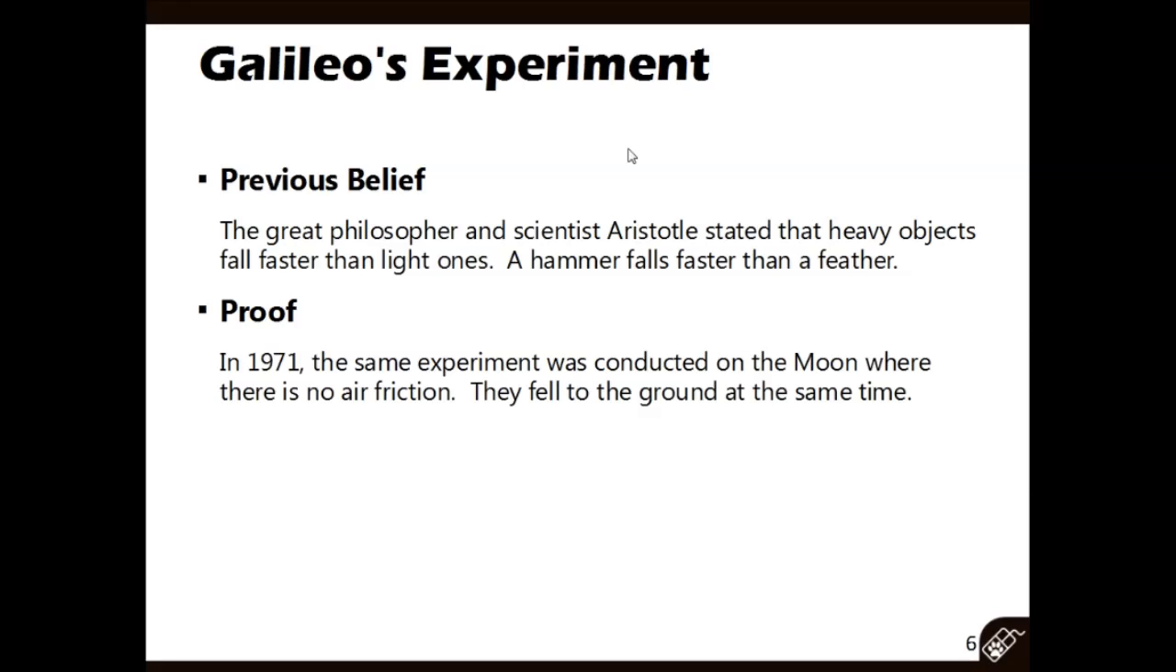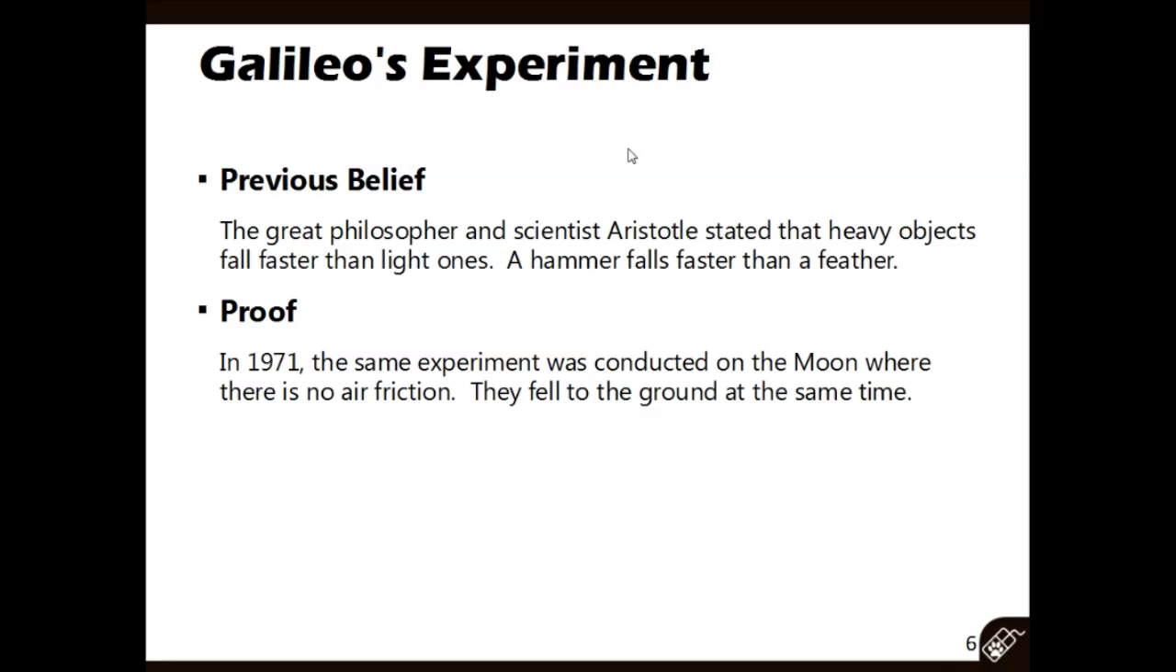So what was the previous belief? The previous belief is that the great philosopher and scientist Aristotle stated that a heavier object will fall faster than a lighter object, which kind of makes sense. It's very intuitive if you think about it. If you drop a hammer and a feather at the same time, what do you think will fall faster? Of course, the hammer. But back then, no one knew anything about air friction, air resistance.